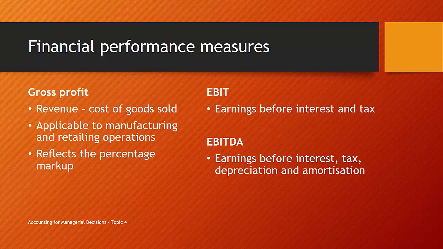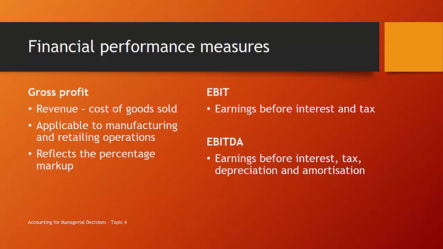Performance measures. We've touched on a few of them. We saw gross profit, and this reflects the markup. It's a really important one, and it's a really good one to look at across different types of retailers to see what their markups actually are. EBIT is earnings before interest and tax. This is how much you earn before you have to pay your interest and your tax, and it gives a sense of what the operating earnings of the business are.